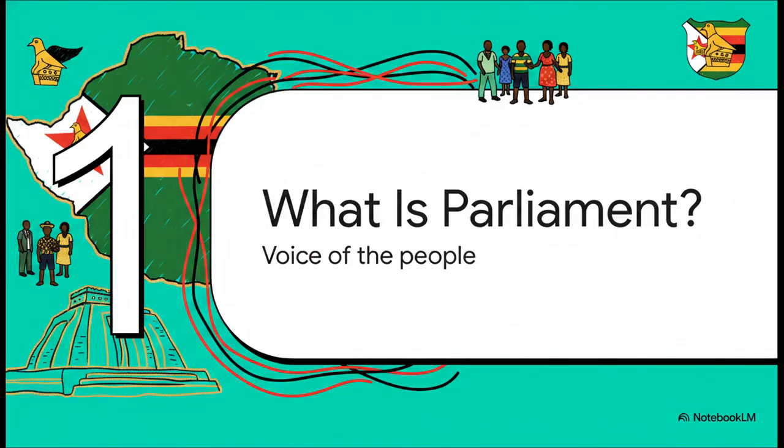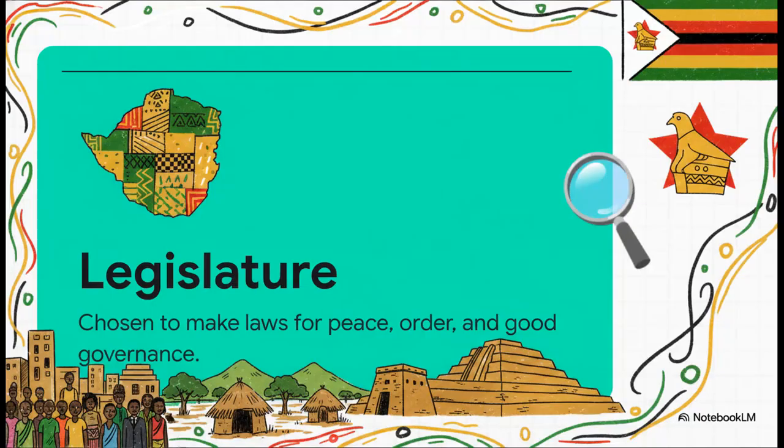All right, Section 1. What exactly is Parliament? Well, it's the voice of the people. So let's start right at the foundation. The Constitution says the legislature is made up of Parliament and the President. But what does Parliament actually do? Well, Section 117 tells us that Parliament is essentially the big meeting place for all of Zimbabwe. It's a group of people chosen to make laws to keep our country peaceful, orderly, and well-run.